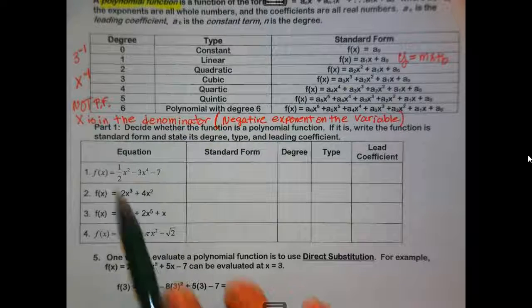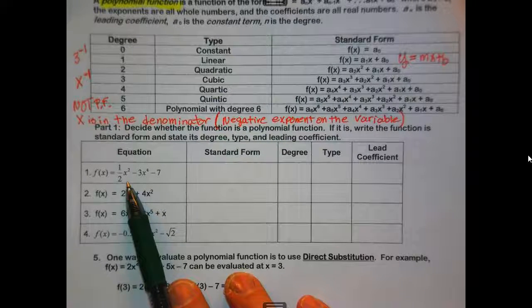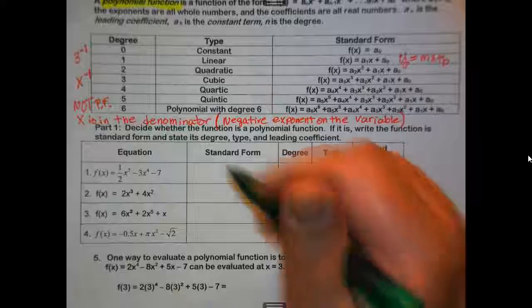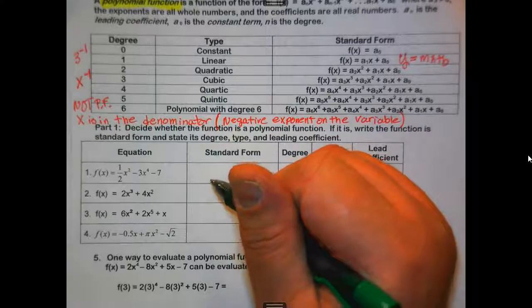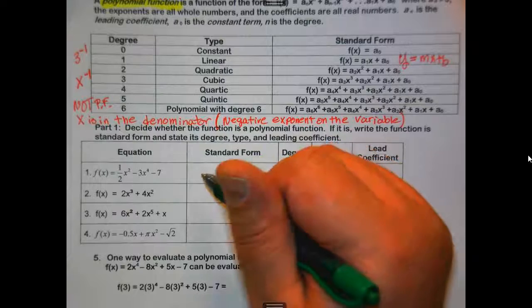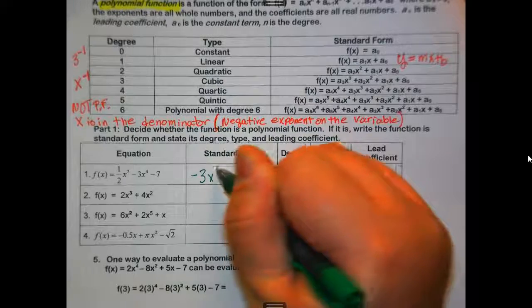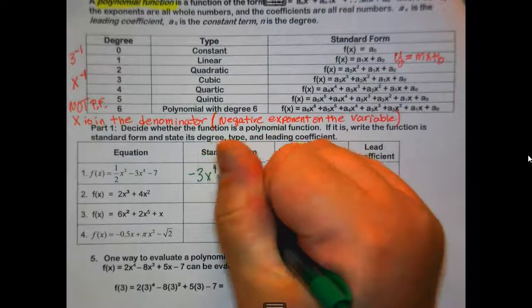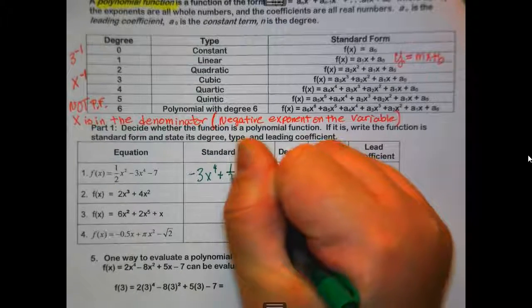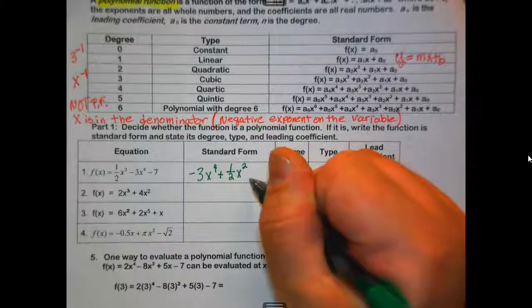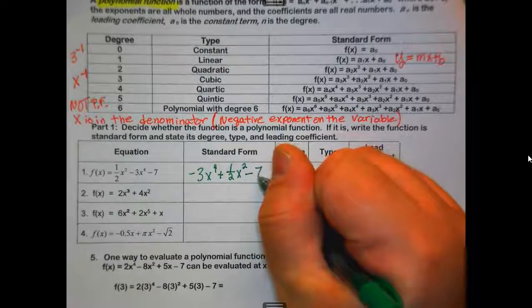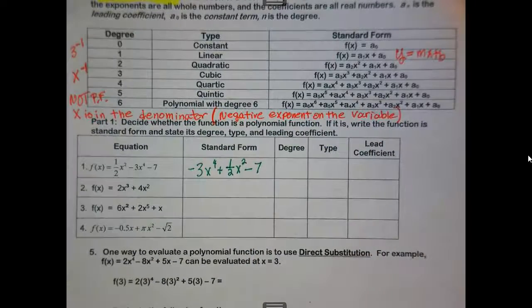So, number 1, first of all, is it a polynomial function? Do I have x in the denominator anywhere? No, so it is a polynomial function. Let's put it in standard form. What's my highest degree? Negative 3x to the 4th. What's my next highest degree? 1/2 x squared, and then my last term, 7, and that's actually x to the 0.